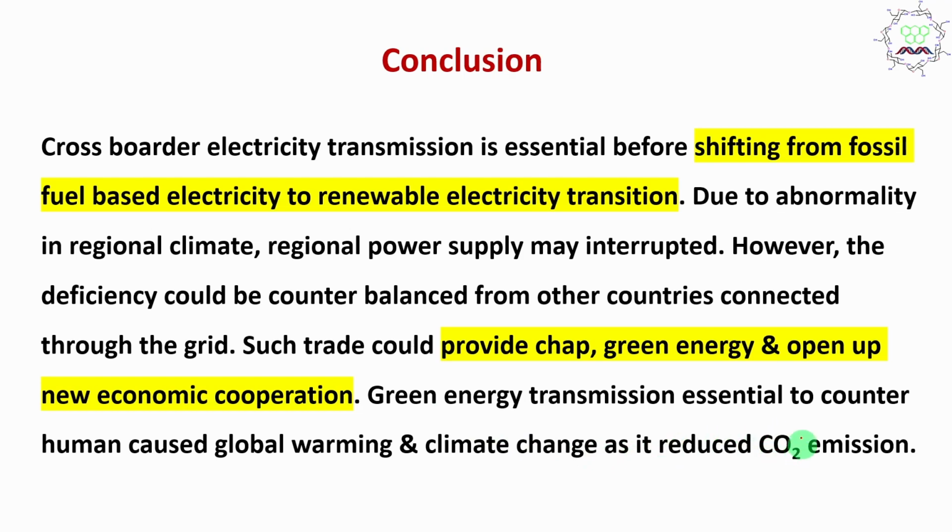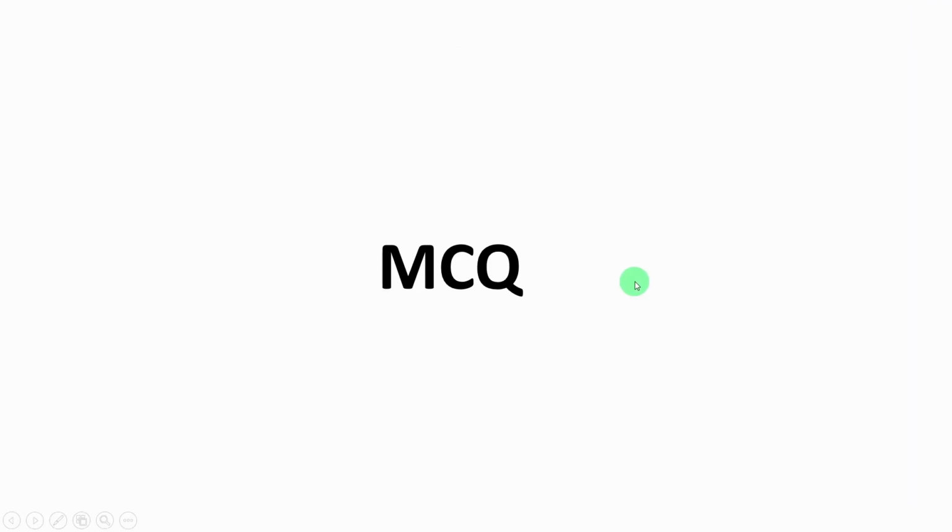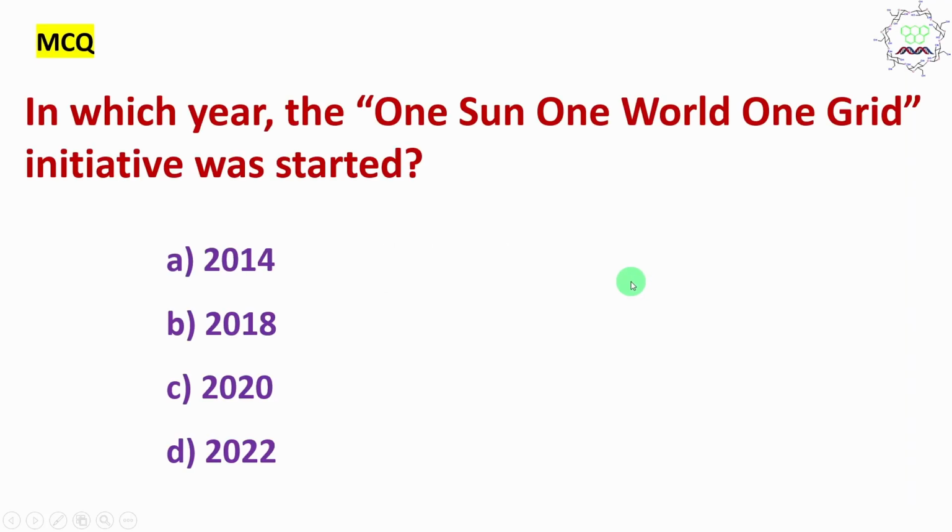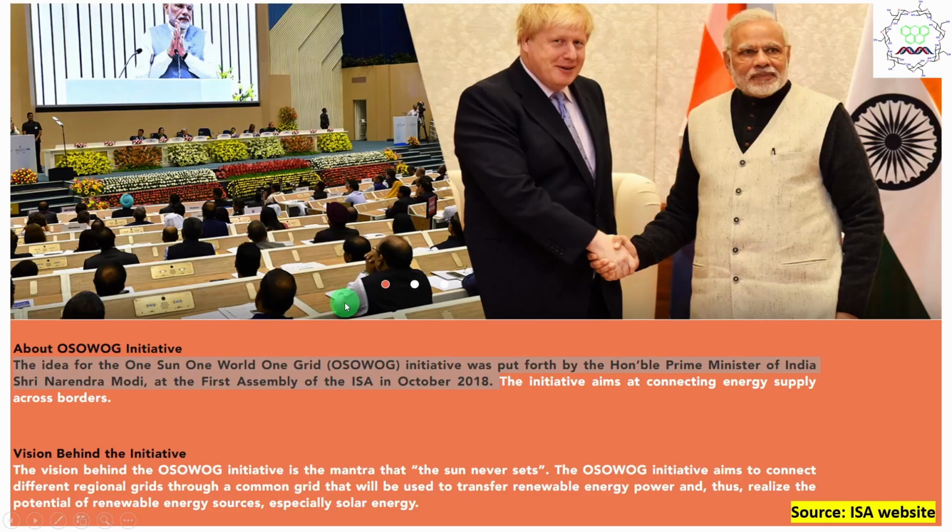We have emitted enough CO2 into the atmosphere already. We should now think to shift from this carbon emission-based energy production system to a green system where CO2 emission is minimum. Let's go back to our MCQ. So in which year was this One Sun One Grid initiative started? The answer is 2018. You can see here, this is taken from the International Solar Alliance's website.